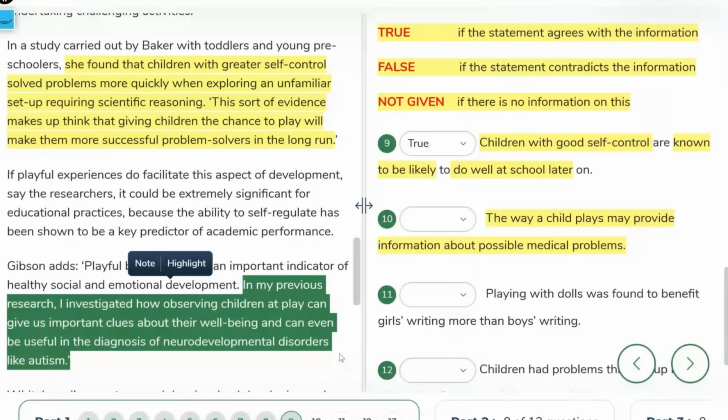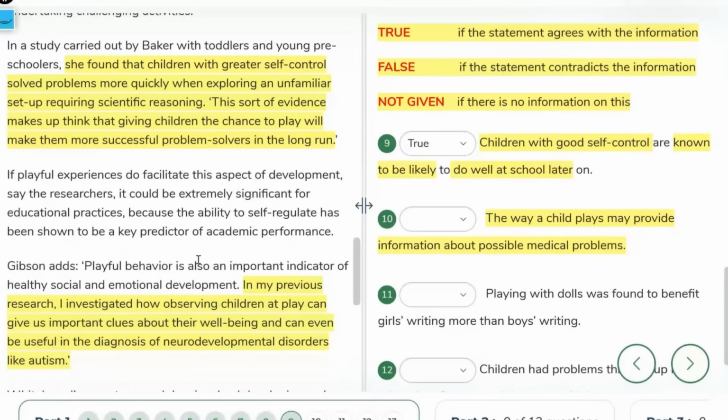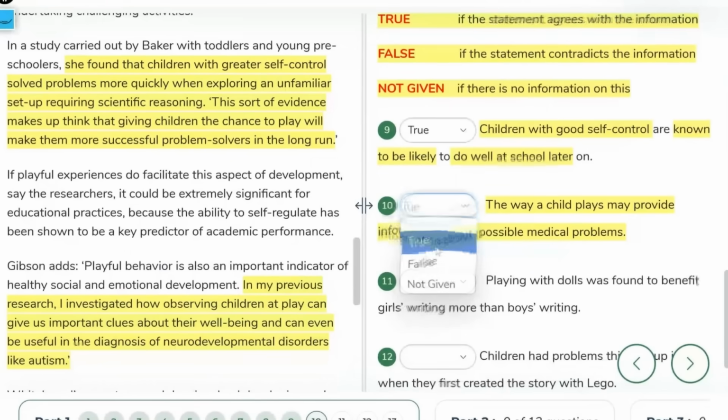Well done. So, this answer is also true. The class is being recorded. You will get the class recording and you can practice. Don't worry. Okay. Now we go on playing with dolls.